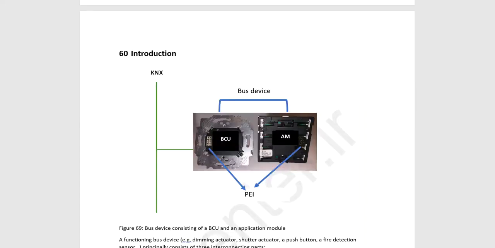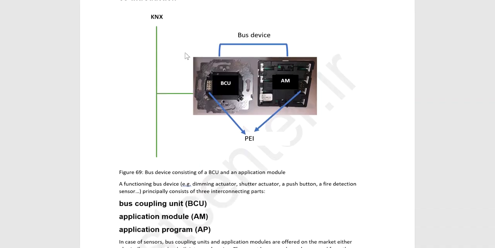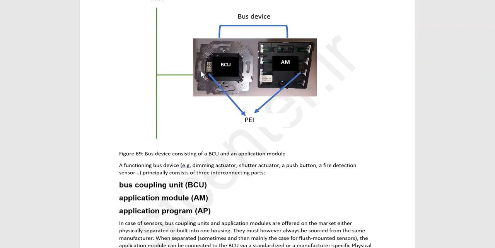First of all, the book said that each KNX bus device includes three parts: the application module, the bus coupling unit, and the application program that is installed in the application module or bus coupling unit. Of course, when these two parts want to be connected to each other, it needs the physical external interface here, that includes 10 pins, and in B4 we saw these devices so much.